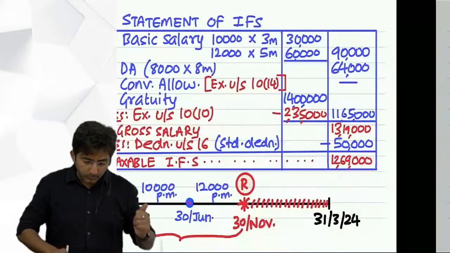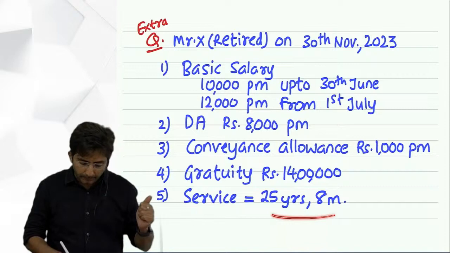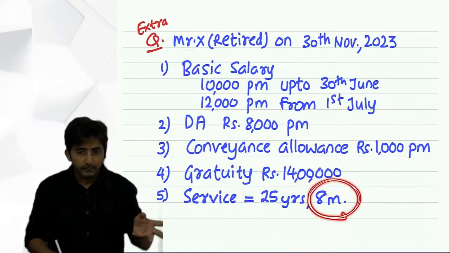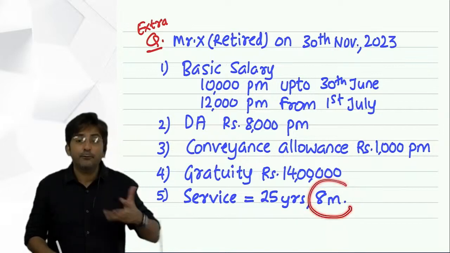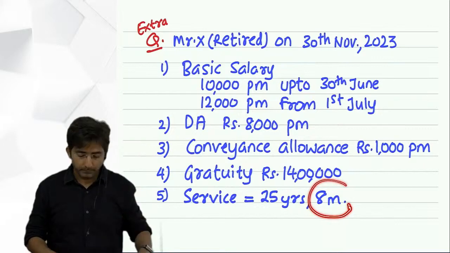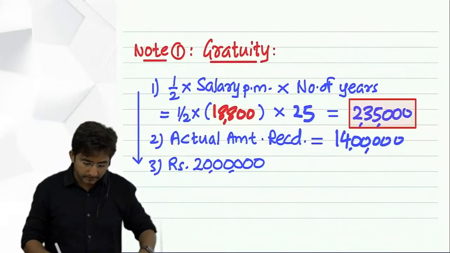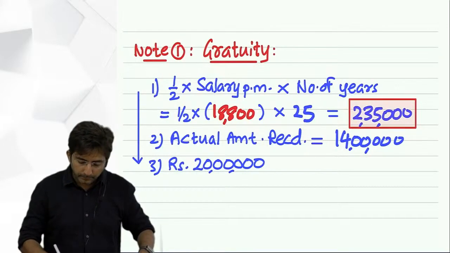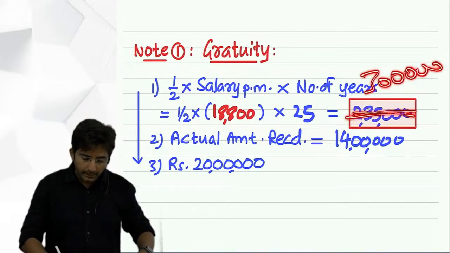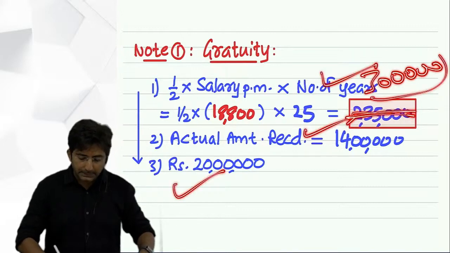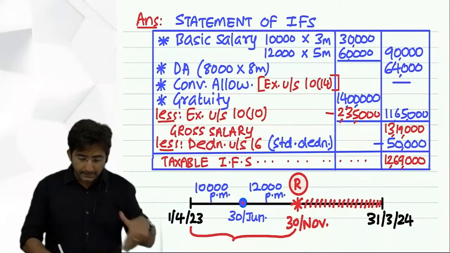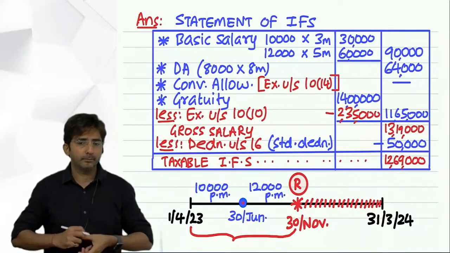Did you see our service was what? 25 and 8 months. And 8 is more than 6 months, so round off. See, more than 6 is like more than half year. So you can round off and make it 26 years. So then what will be the change? This amount will be 3 lakhs. And then 1, 2, 3, whichever is less will be 3 lakhs. Accordingly here, minus 3 lakhs and so on.